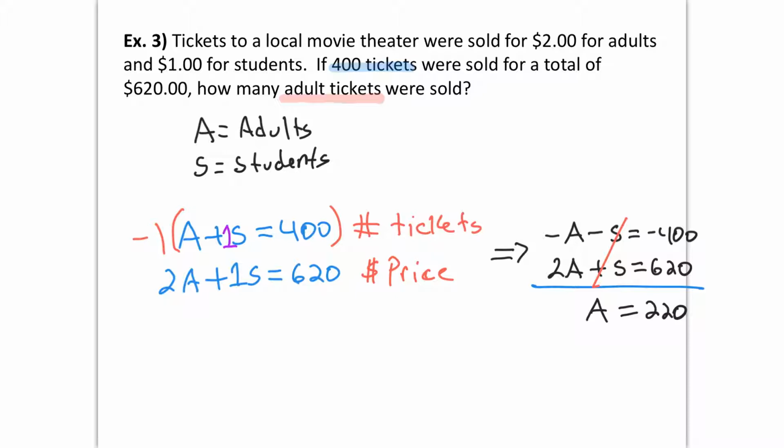So the question was, how many adults tickets were sold? 220 tickets. Can you guys use common sense and find how many student tickets were sold? Yeah, just take that number 220, subtract from 400, and you guys will get the answer for students. But right now we're just looking for adults.